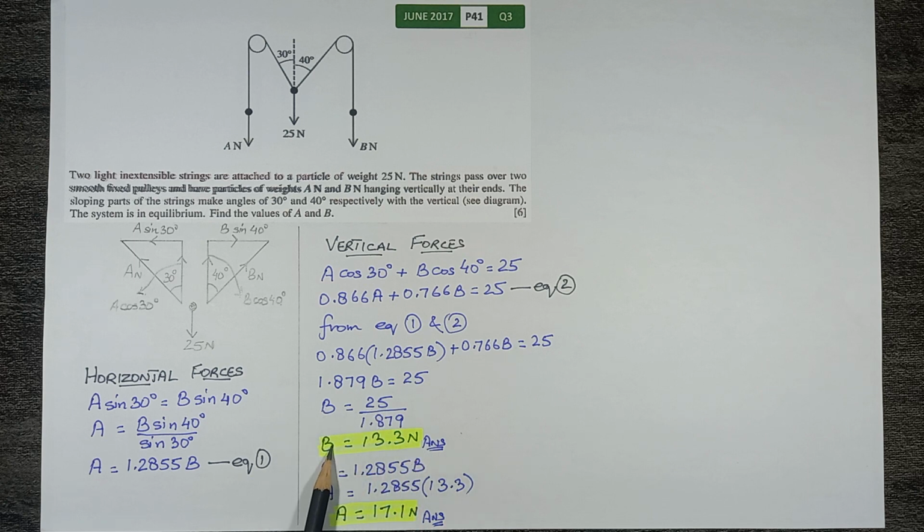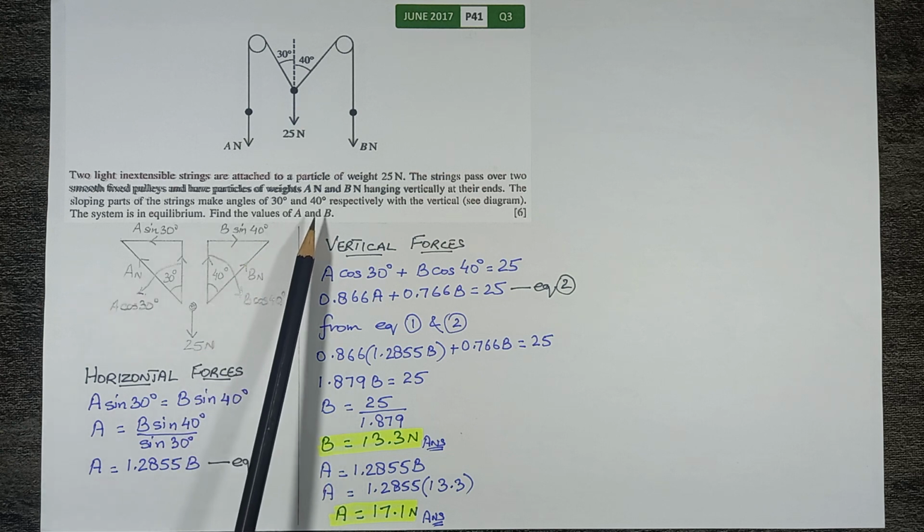After getting the value of B, place this value of B in the first equation, multiply it by 1.2855, and after multiplication we would get the answer for A, which is 17.1 Newton. And finally we have found the values of A and B in Newton, which is the requirement of the question.